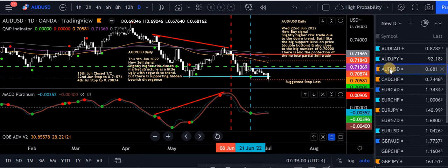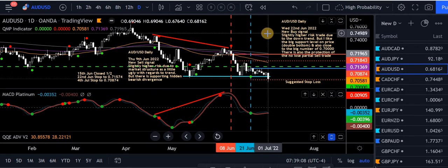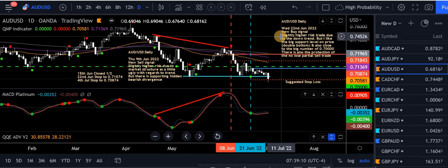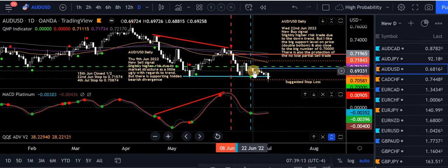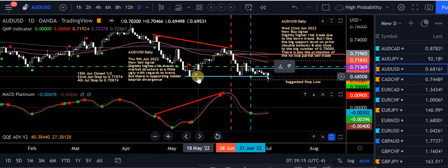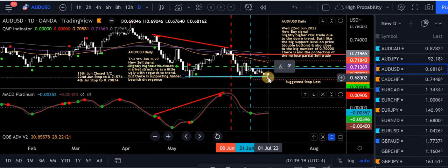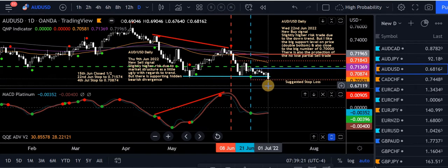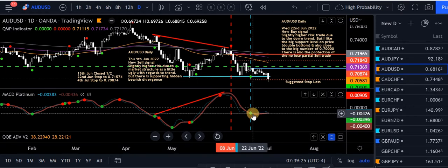Right, now it's highlighted in orange, means I want to talk about it now. Looking at my notes that I've prepared, it's a couple of things. My buy trade here on the 22nd of June, high risk trade going into a trend. I did like the support level here, and on Friday it broke it and stopped me out for a loss. So I took a loss on the Aussie USD. MACD Platinum still below the 0 level, which is good.